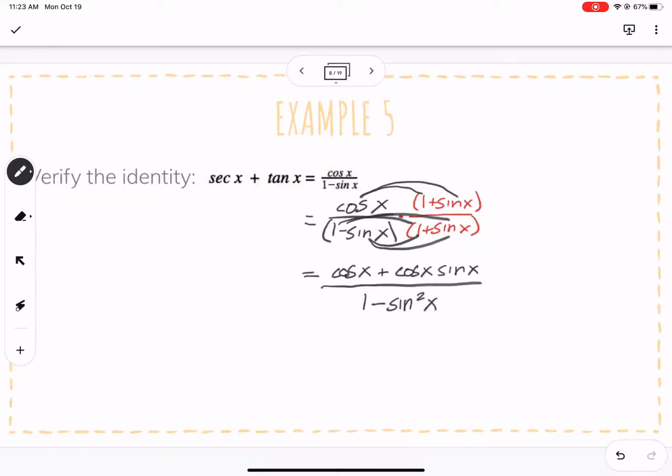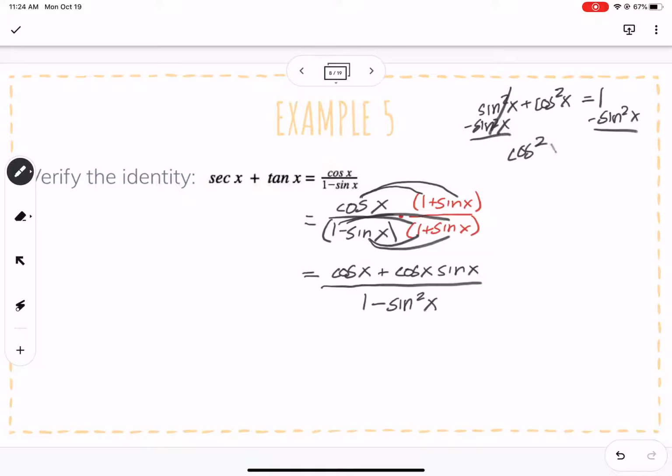Okay, so now that we have 1 minus sine squared in the denominator, if you take a look at your Pythagorean identities, you can use the very first one, which is sine squared plus cosine squared equals 1. And what we can do is we can subtract sine squared on both sides, and we'll have exactly what we have in the denominator.